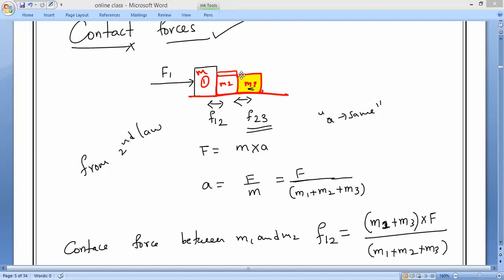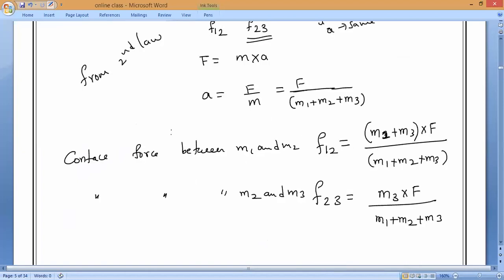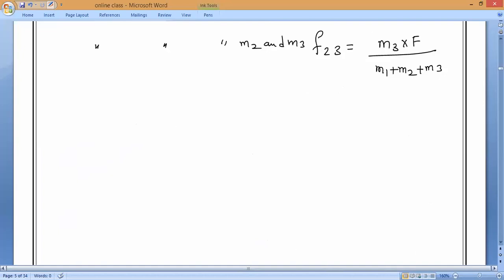Akilan? Now, the concept which you are going to study, observe very carefully: they are not in contact, but they are connected. What is that? They are connected bodies. Next we are going to study connected bodies.